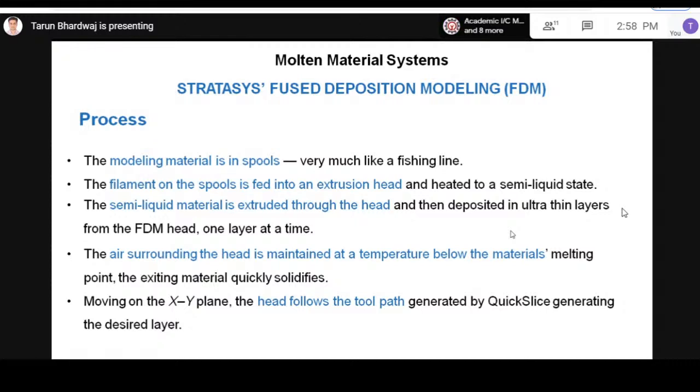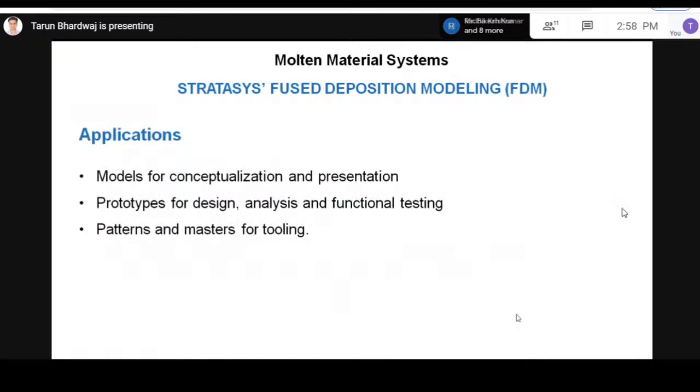The air surrounding the head is maintained at a temperature below the material melting point, and the exiting material quickly solidifies. Hence, if we have some molten material, it will quickly solidify, and after that we put a second layer on it. It will solidify, then a third layer on it. So it is done for a particular product. Moving on the XY plane, the head follows the tool path that is generated by the quick slice, generating the desired layer.